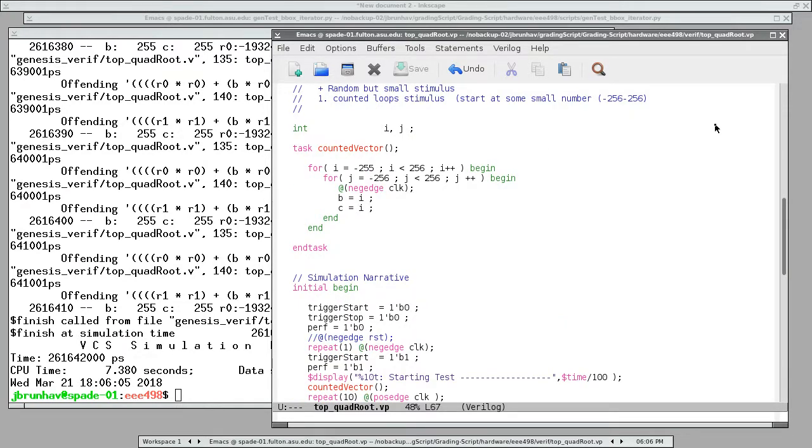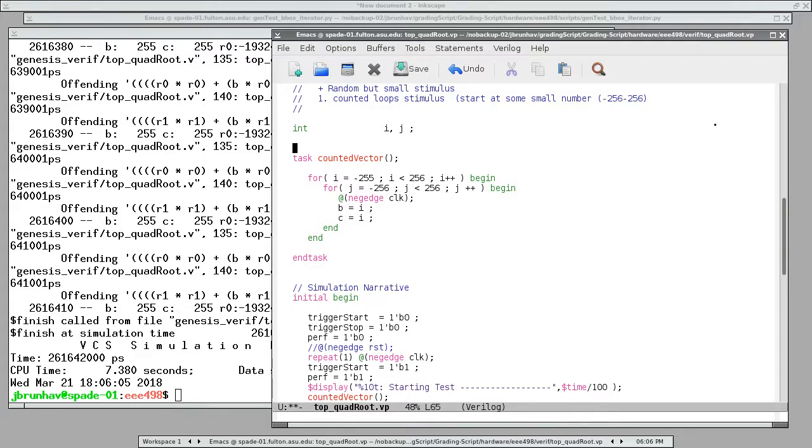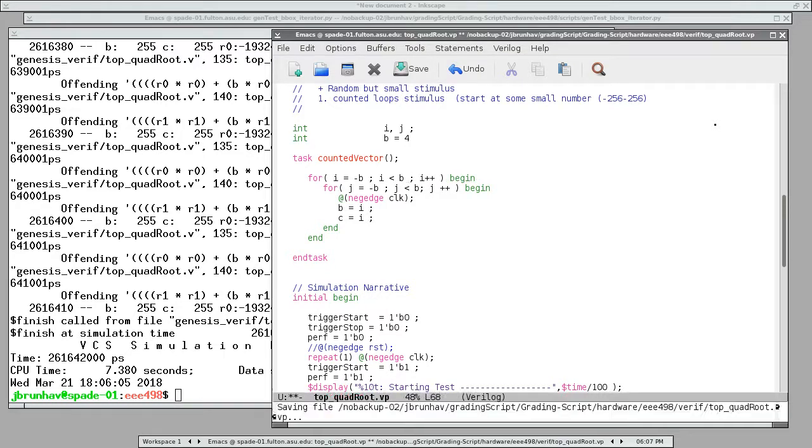So let's go super easy here. Let's just create a variable, int b equals 4. Then minus b, and b. Okay.